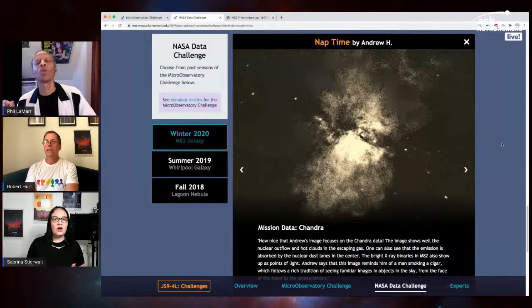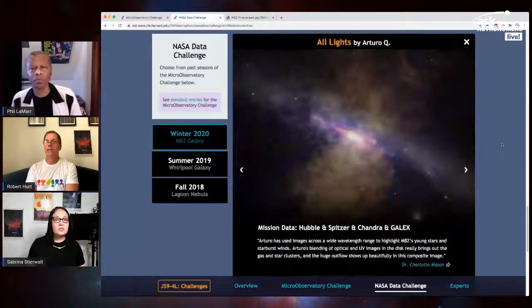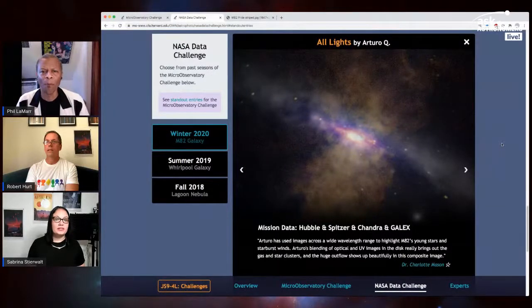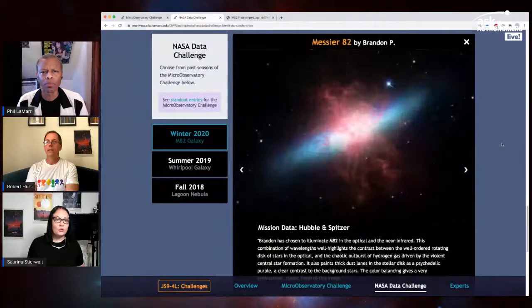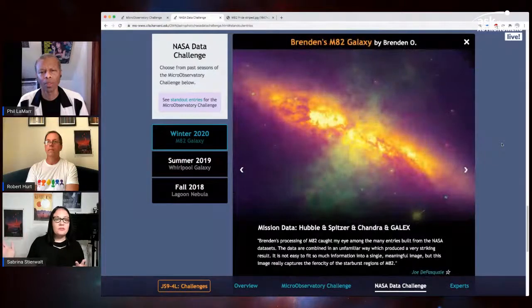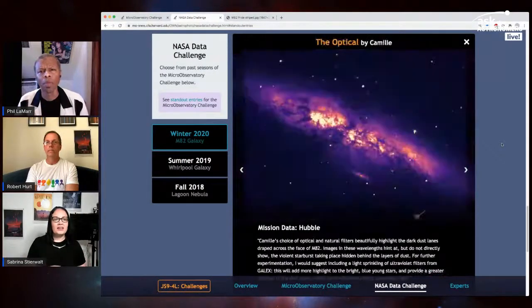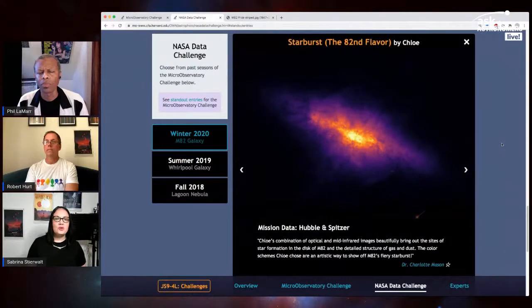Using all of these different wavelengths, we can really piece together what's going on in this galaxy. Whereas if we just had, say, optical light, we wouldn't know the whole story. These are actual entries into NASA's Astrophoto Challenge, which takes data from NASA space telescopes, and people can manipulate it using NASA tools to pick out the different wavelengths they want to look at and highlight different parts of the galaxy.